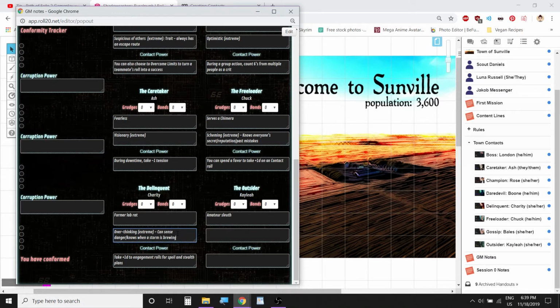I like knows when a storm is brewing, because okay. So then Kalia is our outsider. She's an amateur sleuth. She sees herself in Scout, who's our scapegoat turned messenger.